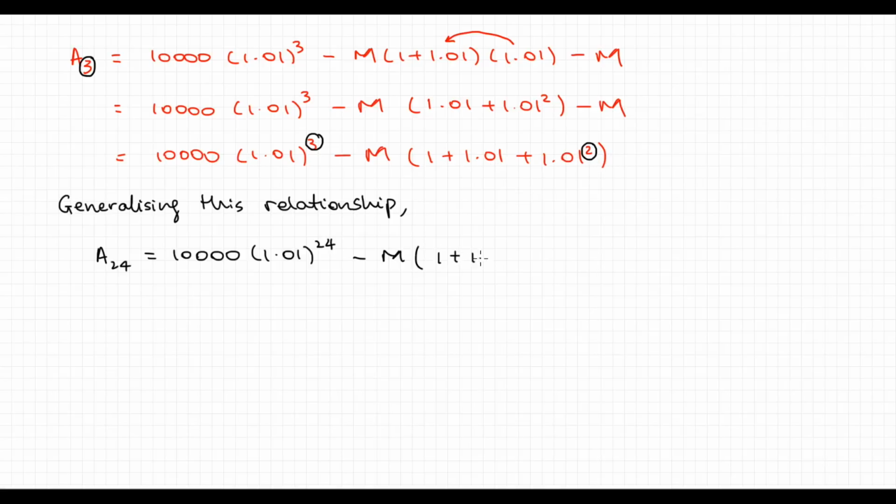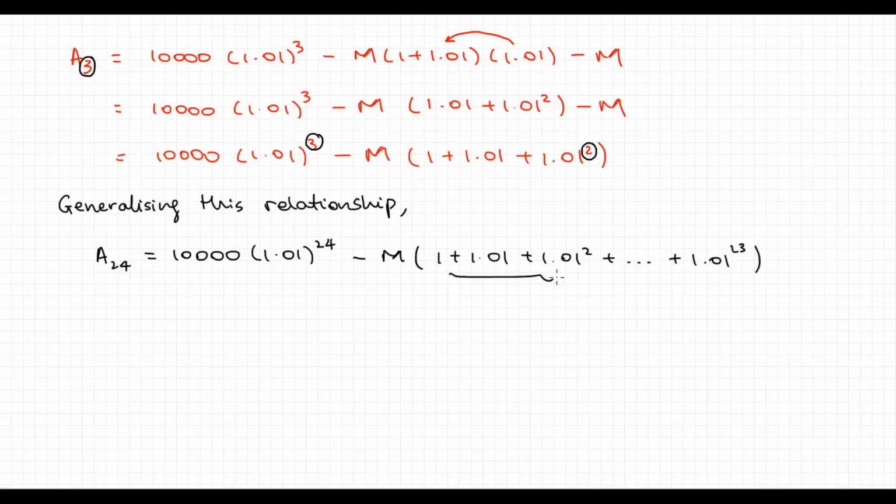So it's going to be 1 plus 1.01 plus 1.01 squared, and I'm going to continue adding powers of 1.01 until 1.01 to the power of 23, right? And I stop at 23 because this is 1 less than the subscript, which is dictated by the previous patterns that we saw.